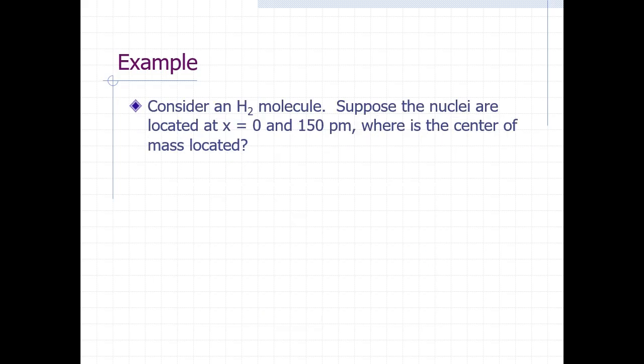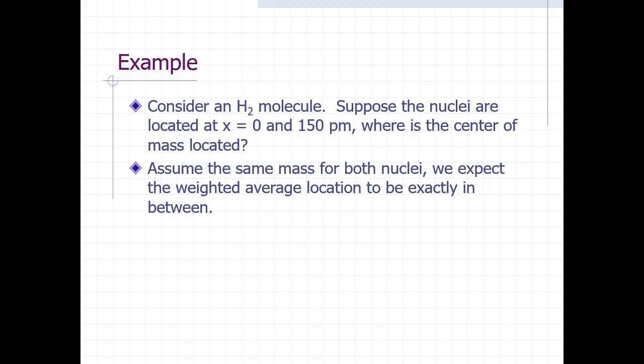Consider a diatomic hydrogen molecule. Suppose the nuclei are located at x equals 0 and 150 picometers. Where is the center of mass located? If we assume the mass of both nuclei are equal, then we expect the weighted average location to be exactly in between the two nuclei. The x-coordinate for the center of mass would be at 75 picometers. But what about the electrons? We can ignore them because their masses are very small compared to the nuclei.